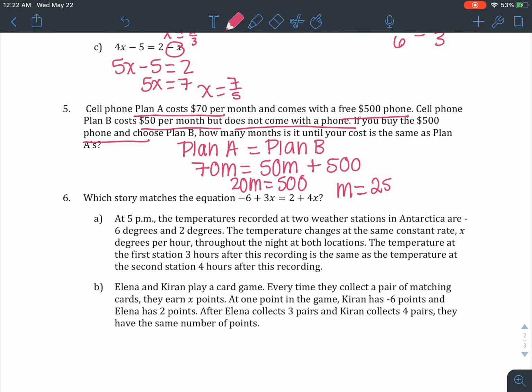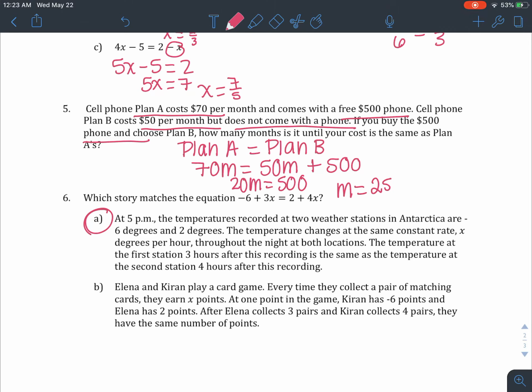And then which story matches the equation -6 plus 3x equals 2 plus 4x? So this is kind of starting with a little bit of going into systems, which I'm sorry about that. We weren't getting to that, but it's okay. So it's going to be letter A. And because it's letter A, we're going to be looking at the temperatures changing at the constant rate x per hour throughout the night at a location.